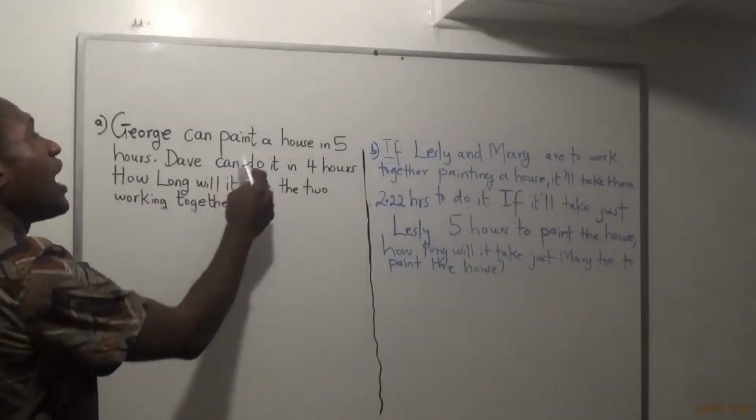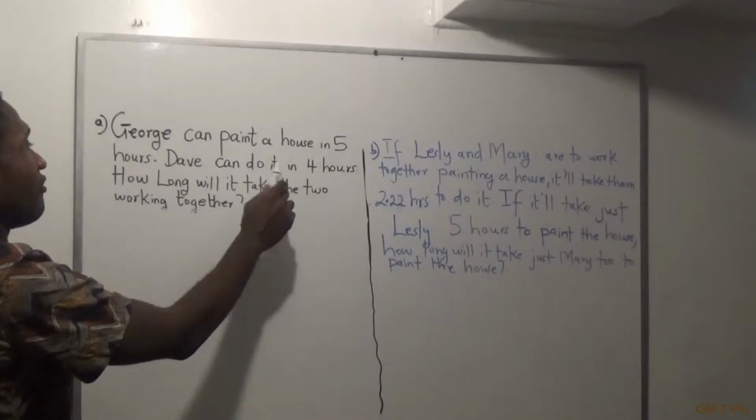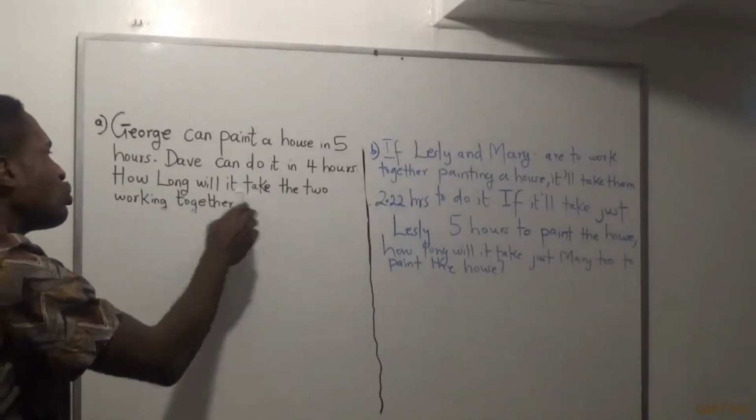George can paint a house in 5 hours. Dave can do it in 4 hours. How long would it take the two working together?